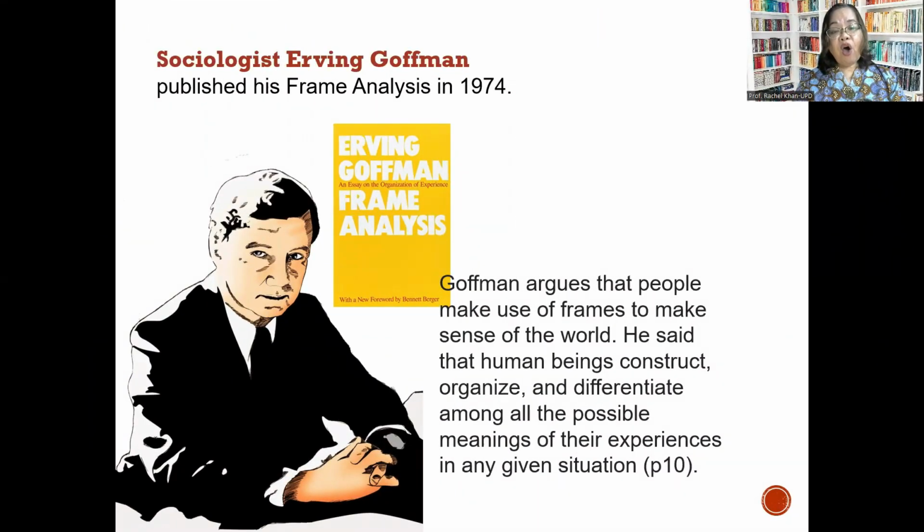Who are the main proponents of the framing theory? The first is sociologist Erving Goffman, who published his Frame Analysis in 1974. Goffman argues that people make use of frames to make sense of the world. He said that human beings construct, organize, and differentiate among all the possible meanings of their experiences in any given situation. Goffman states that there are two distinctions with primary frameworks: natural and social. Both play the role of helping individuals interpret data so that their experiences can be understood in a wider social context. The difference between the two is functional.